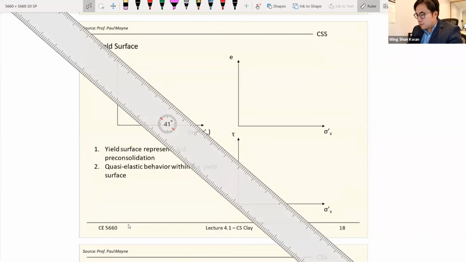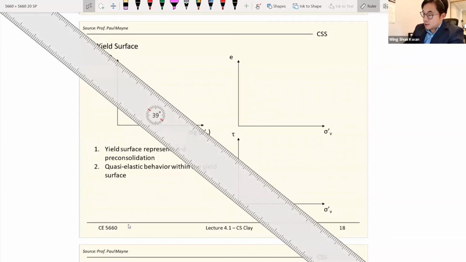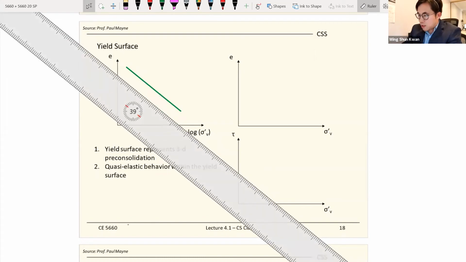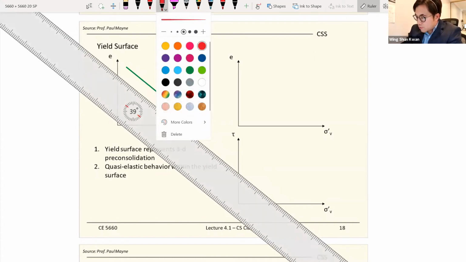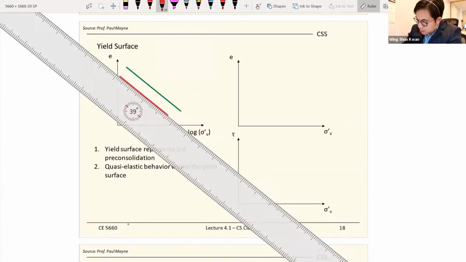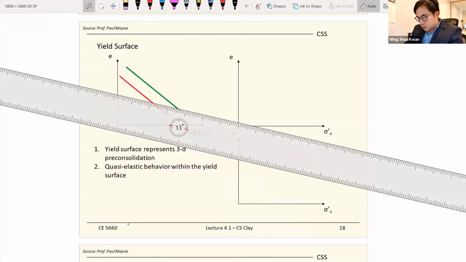testing. So one more time, we do this one last time. So we have the normally consolidated line. I promise you this is the one last time we do this together. And now we have the critical state line, and we have the rebound curve. Right there. And then if we have multiple, let me put this a bit longer, you have multiple soil samples.